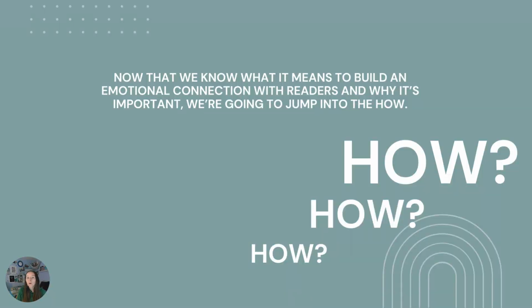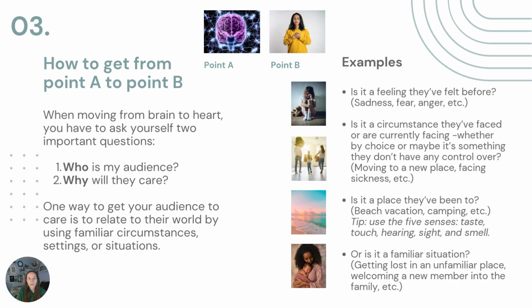So now that we know what it means to build an emotional connection with readers and why it's important, we're going to jump into the how. That brings us to point 3, how to get from point A to point B. When moving from the brain to the heart, you have to ask yourself 2 important questions. Who is my audience, and why will they care?